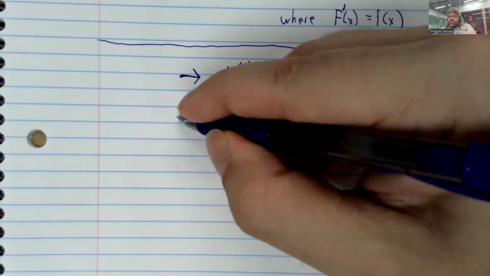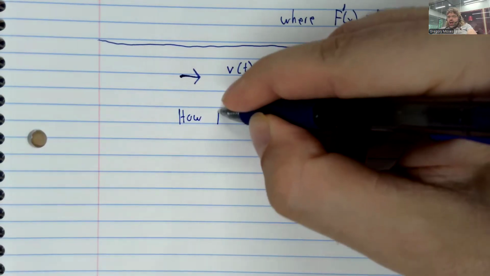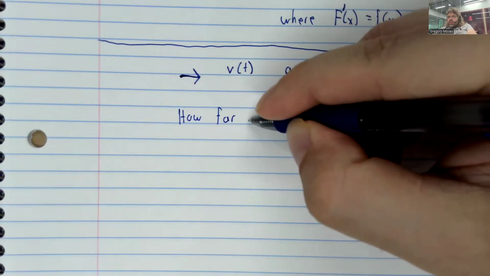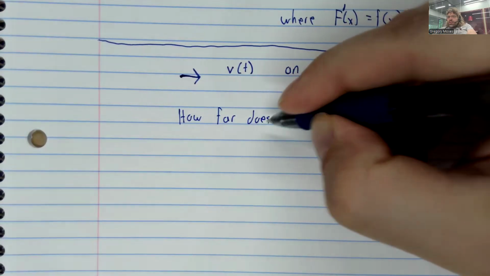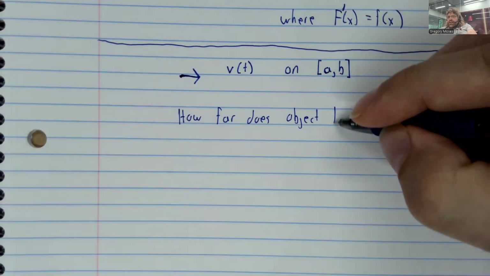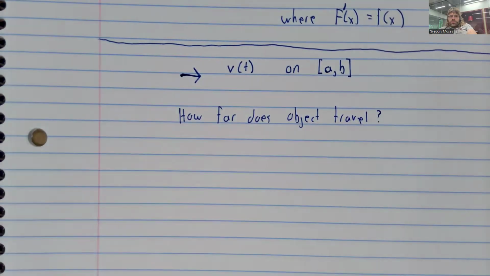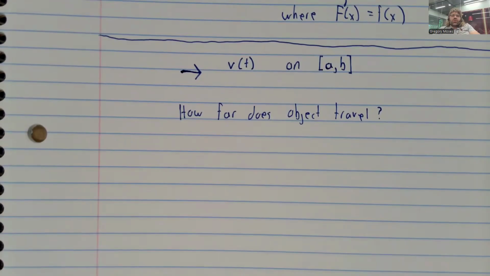And we ask the question, how far does the object travel? We should be able to answer that question, right? If we know how fast the object moves, we should be able to figure out how far it goes.